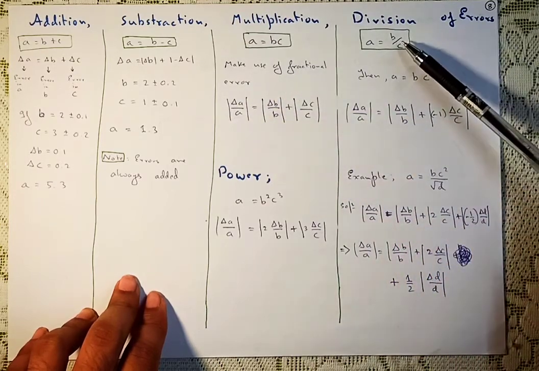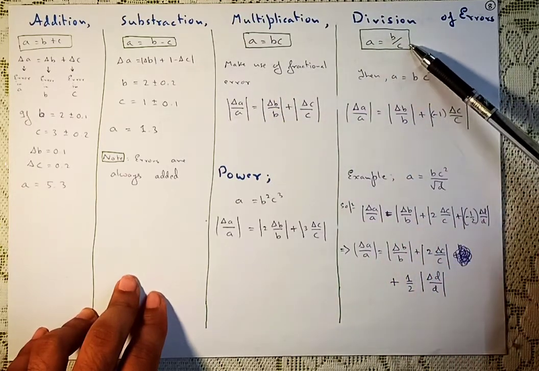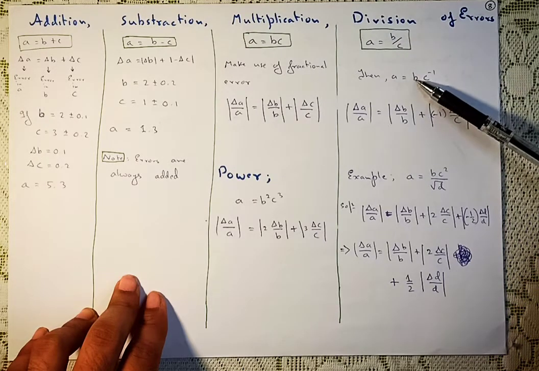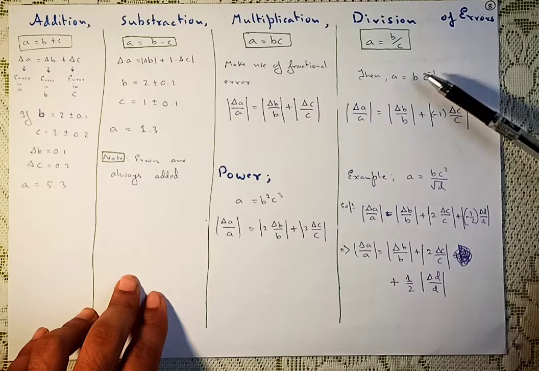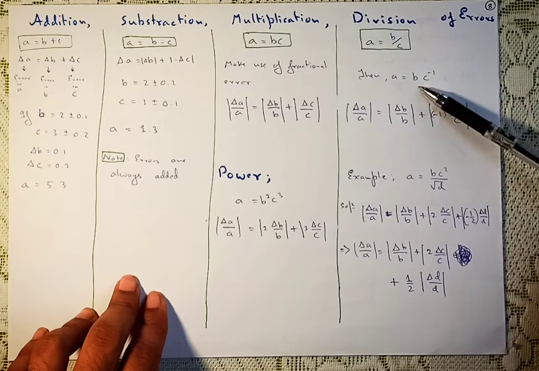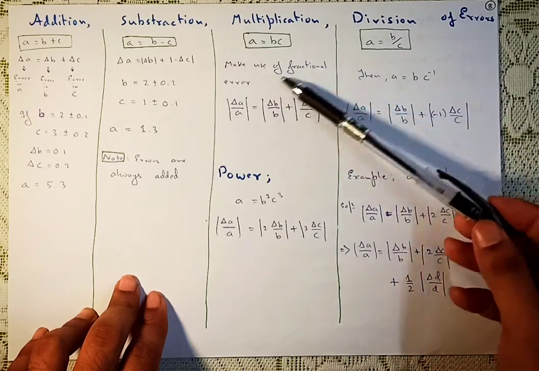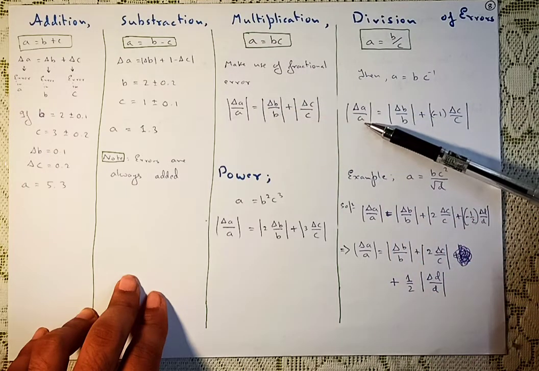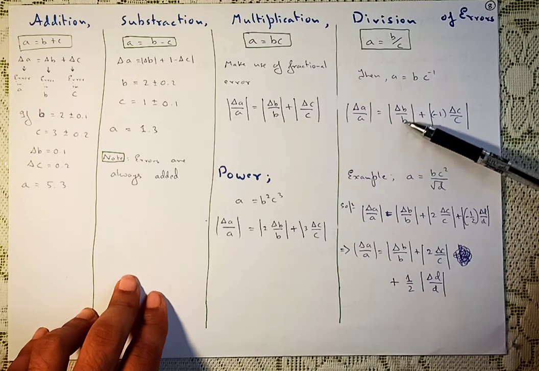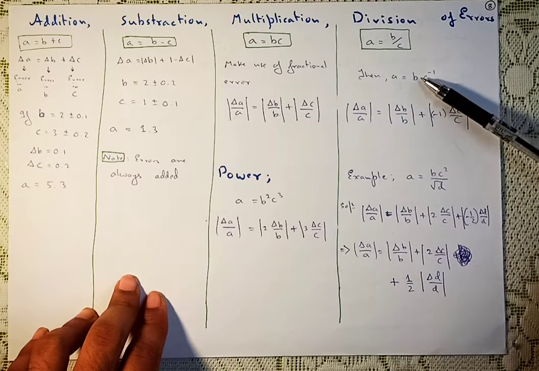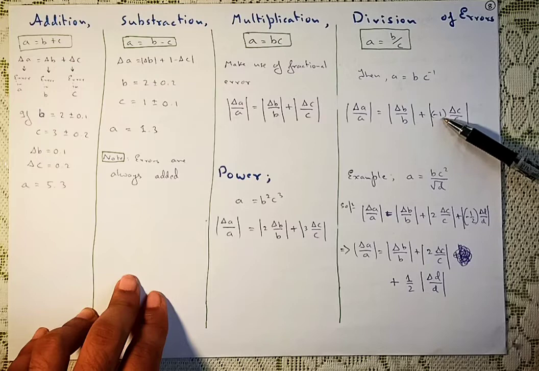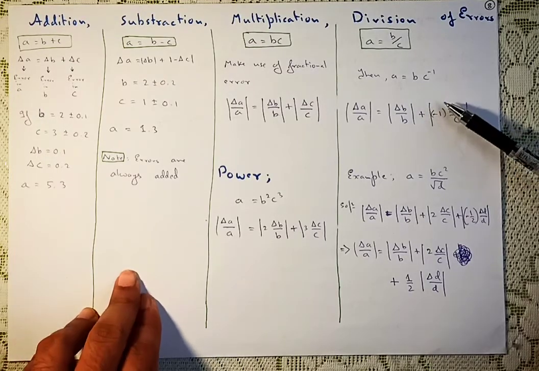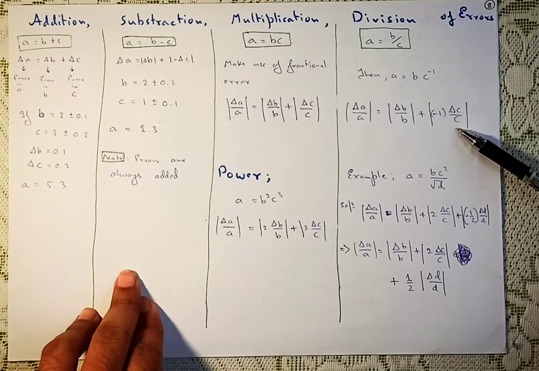And then division. A is equal to B divided by C. If I take this C to the numerator, it can be taken as B into C inverse. Then you just use this fractional error method, where delta A divided by A equals delta B divided by B, plus, this minus sign is going to come here, although it is inside mod. Once this minus sign comes outside, it becomes positive, delta C divided by C.